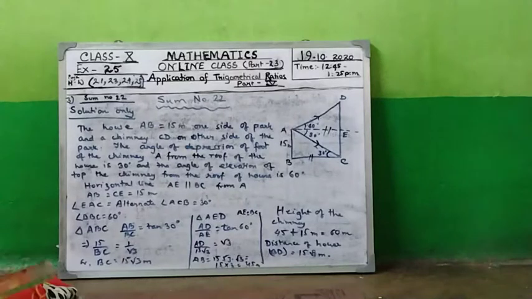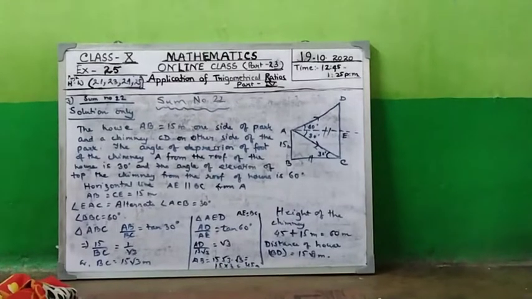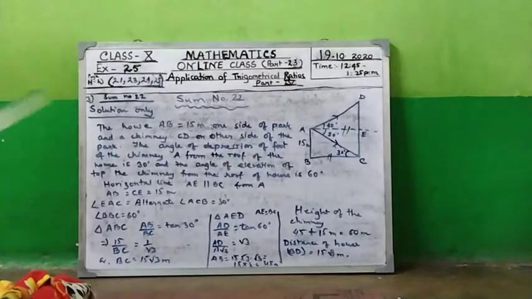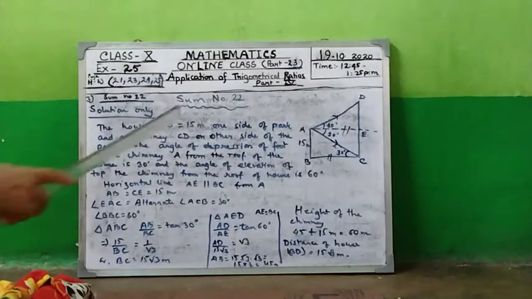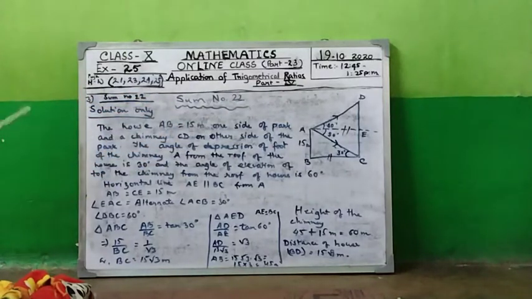Now I am solving sum number 22. That is the last sum, more or less last sum of your trigonometry problem sum. Now sum number 22. I have not copied the sum because this is a small board and so I am doing the solution part only. Here I have drawn the diagram and I am explaining. You have to explain this to the examiner.